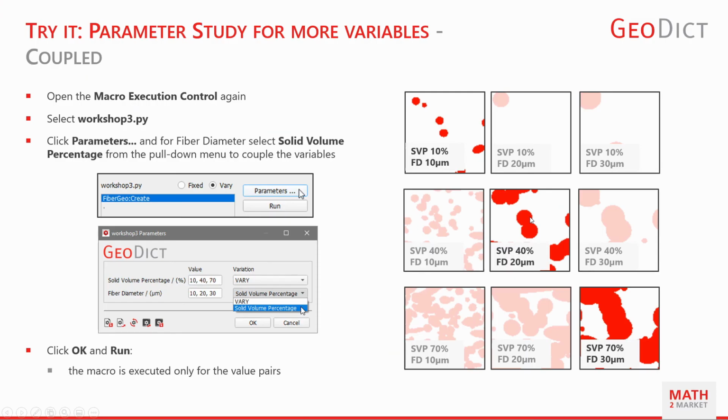This we can also see on this slide, showing a 2D visualization of the results. In contrast to the previous macro execution, now only 3 of 9 parameter combinations were generated, which we can see here in the diagonal. This is because only the value pairs were used instead of the cross product.